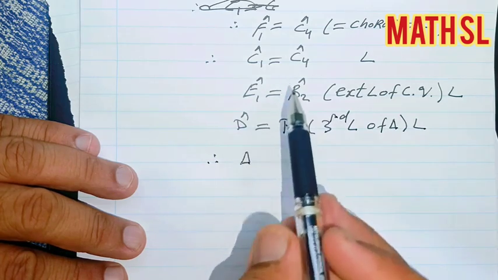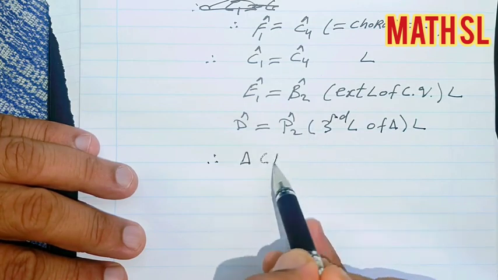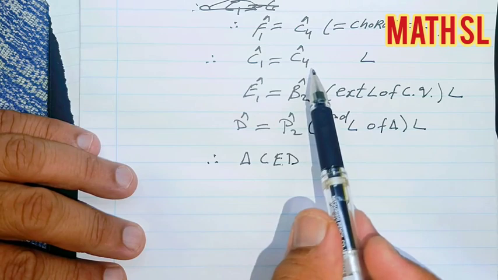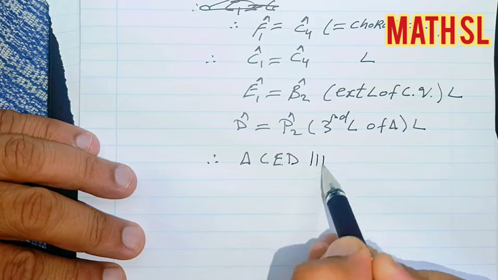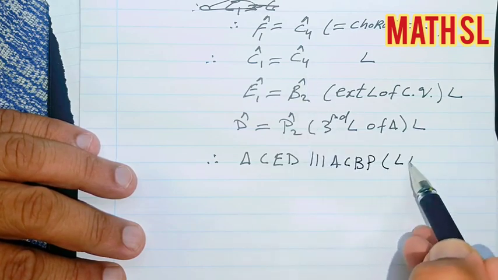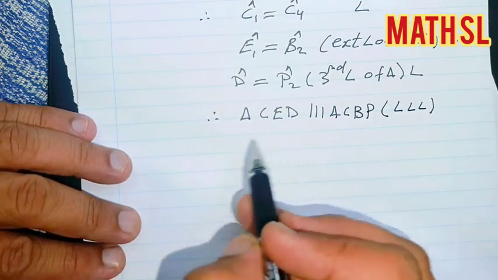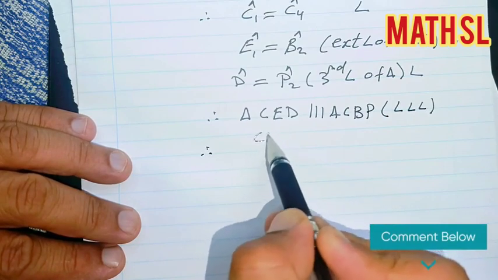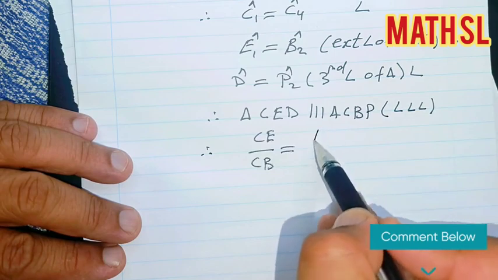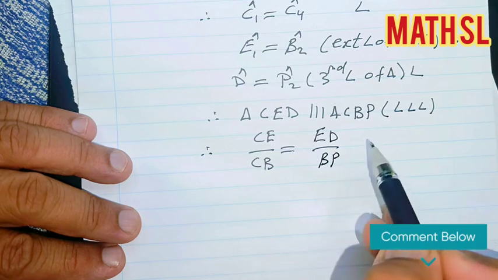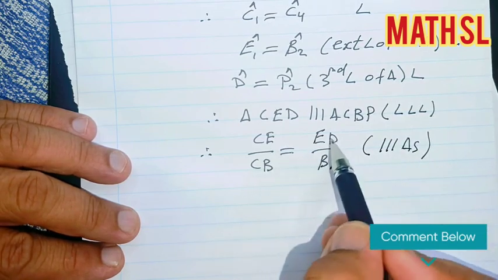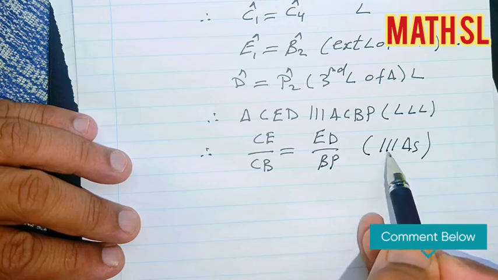Therefore triangle CED, pay attention to the order of the letters, is similar to triangle CBP. The reason is angles. Now we need to write the ratios. Therefore we need to prove CE over CB is equal to ED over BP. Why? Because the triangles are similar: CE over CB is equal to ED over BP, the reason is similar triangles.